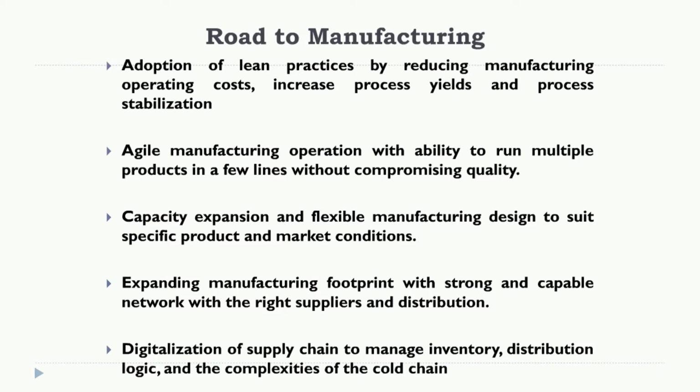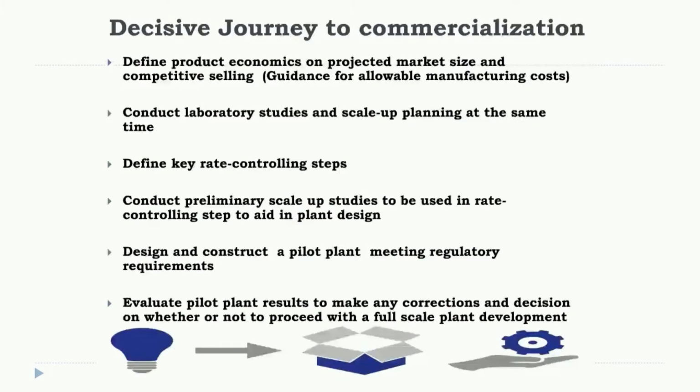Now we have multiple biologics on our way. We can't design a single facility for each of them. So we have to have this agile manufacturing operation where we can run multiple products in the same lines. Capacity expansion and flexible manufacturing design to suit specific product and market conditions. Expanding manufacturing footprint with a strong and capable network with the right supplier and distribution. Digitalization of supply chain to manage raw material inventory, consumables, distribution logic, and complexity of the cold chain, which is very necessary in case of biologics.